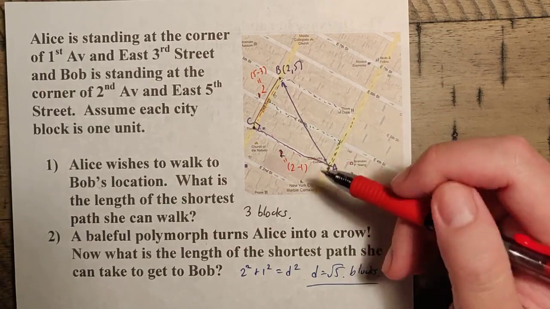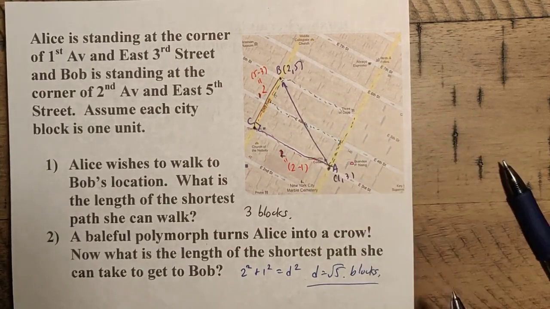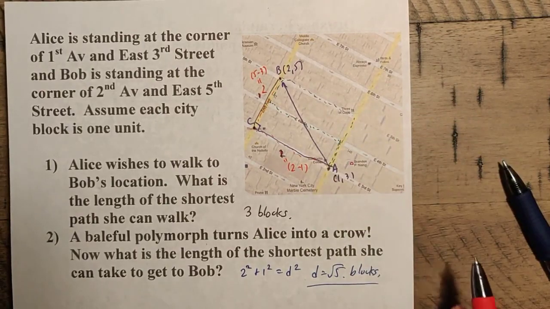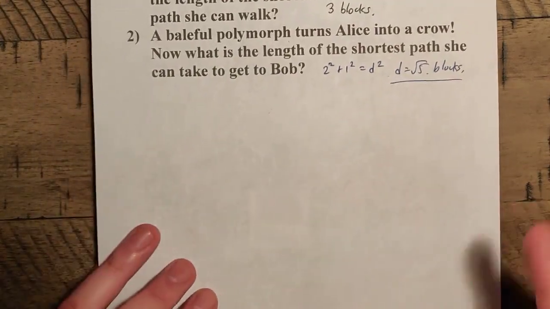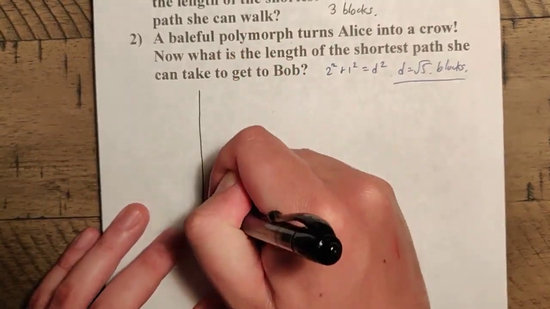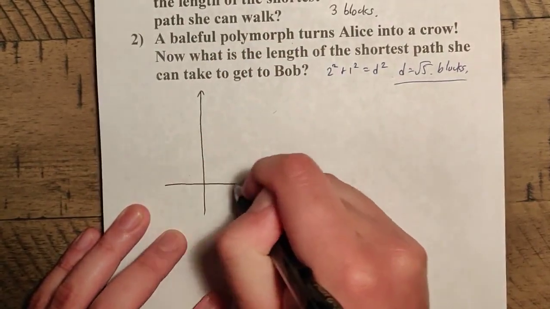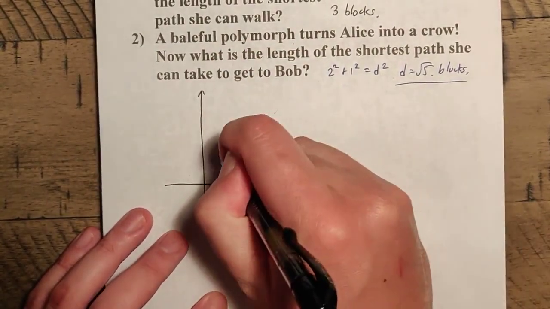And we can see that in this situation here, we have the 5 minus 3, we have the 2 minus 1 here, and that gives us an idea that maybe there's something else going on here. So if we look in the Cartesian plane, if we look at the coordinate plane here, right?